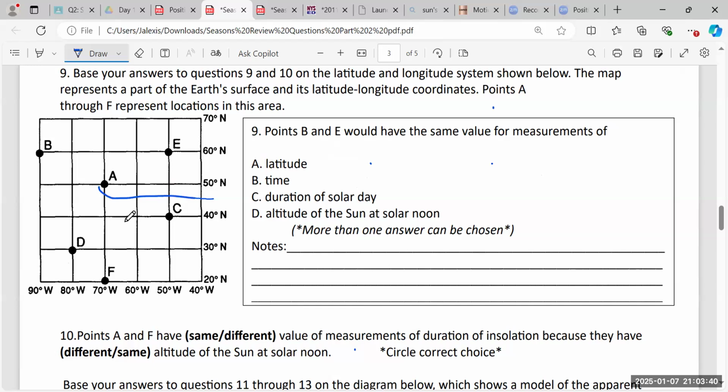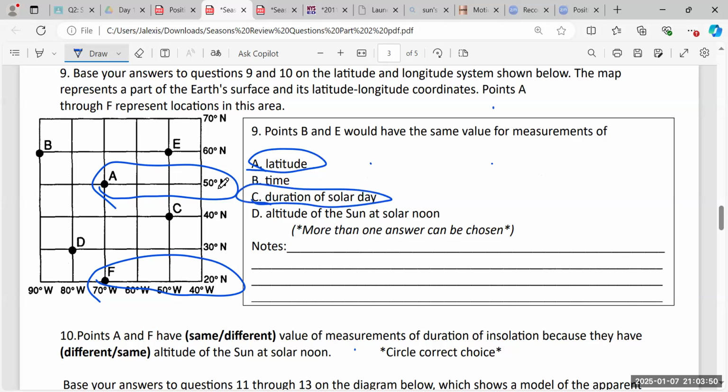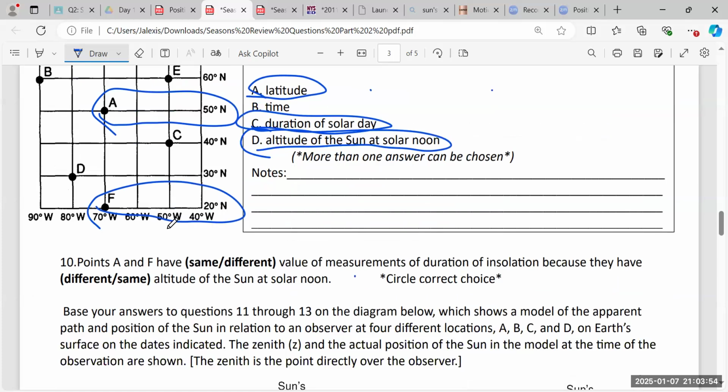A and F have different latitudes. Ding, ding, ding. If you have different latitudes, look at what we just said about number 9, right? If you have different latitudes, then points A and F are going to have different values for the measurements of the duration of insolation. Different latitudes means you're going to have different hours of daylight. That's what the duration of insolation means: hours of daylight. Because they have different altitude of the sun at solar noon, if you have different latitudes, then therefore you're going to have different hours of sunlight.